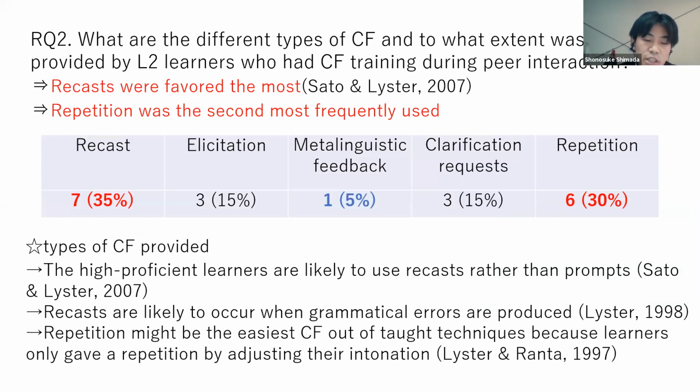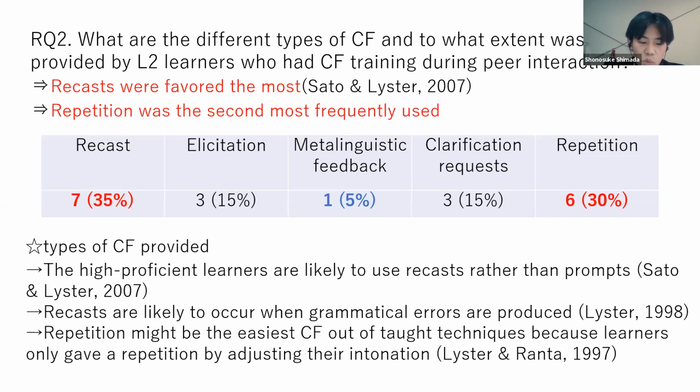And to answer the second research question, the frequency of CF use was differently shown. Requests were the most frequently used feedback by the students, even though they had been taught how to provide prompts, not requests. This might be because the learners in the EX group were relatively high proficient in English. Therefore, they were able to guess what their partner wanted to say during the interaction, and successfully gave requests to their partner. Also, repetition was revealed to be the second most preferred CF technique.